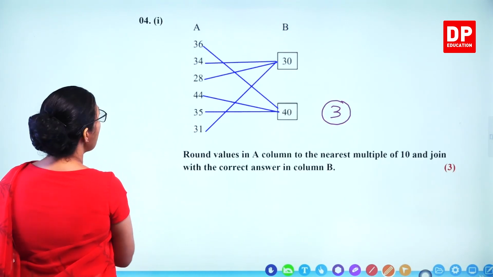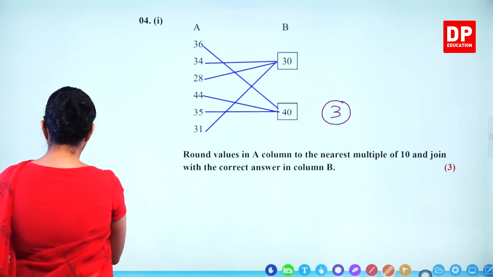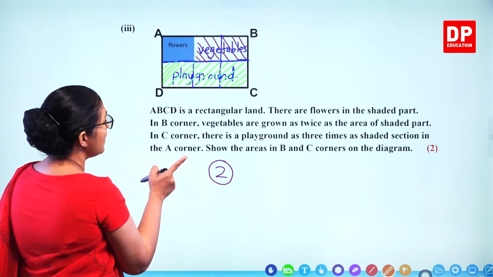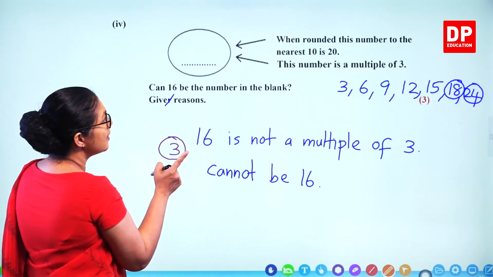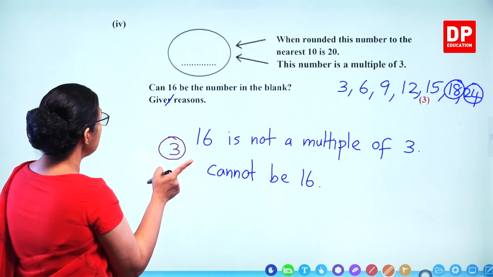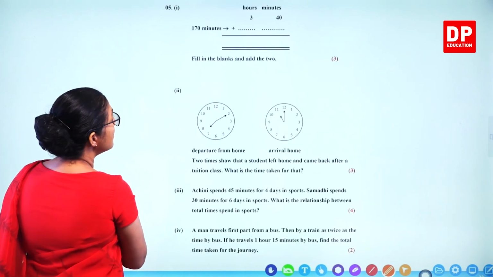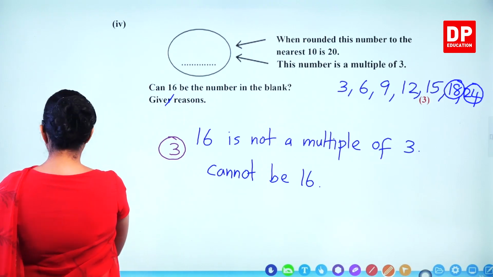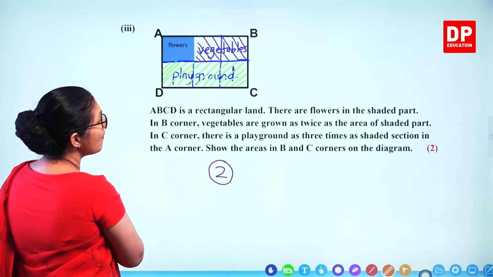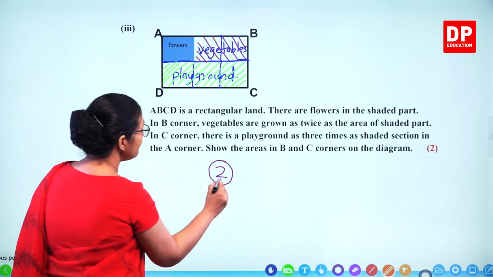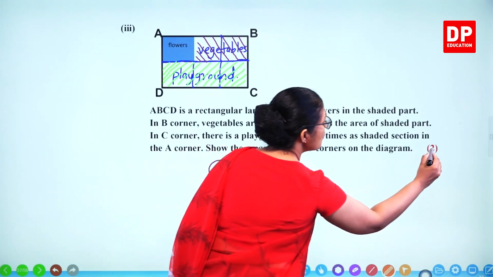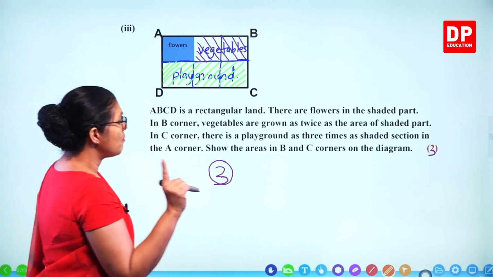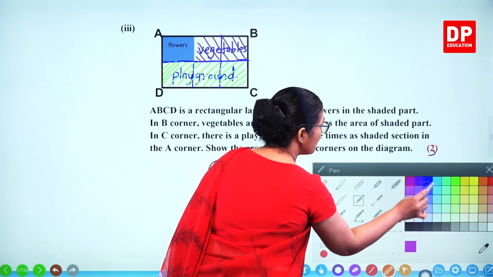So, let's see again. 3, 4, 5, 6, 7, 8, 9, 10, 11. So, we have to give 1 mark. So, we made a mistake. We'll give 3 here, not 2. Because we have to give not 11 marks, 12 marks for each question.